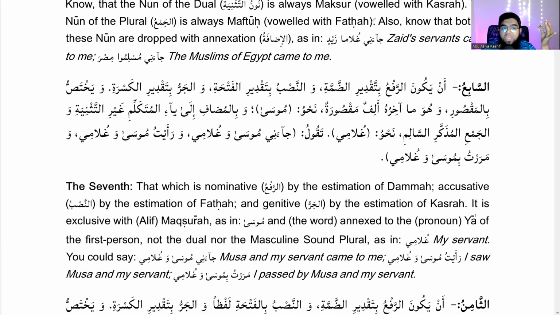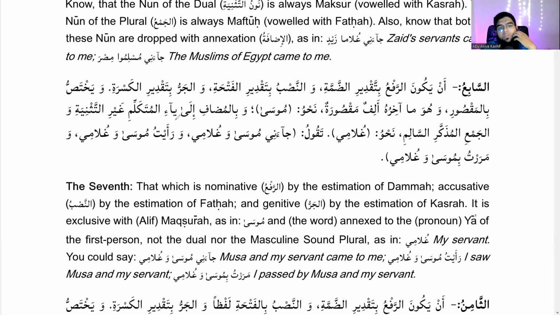When does it happen? It is exclusive to the maqsoor noun, the one with alif maqsoora. What is alif maqsoora? It is a ya without dots, like you write the name Musa. Without dots, it will always be Musa. Marartu bi Musa. Ra'aytu Musa. Ja'ani Musa. What is this? It is that which ends with alif maqsoora, for example, Musa. When the Arabs opened the mouth, they didn't like saying Musa-un or giving tanween: Musa-yun, Musa-yan, Musa-yin. Nothing.